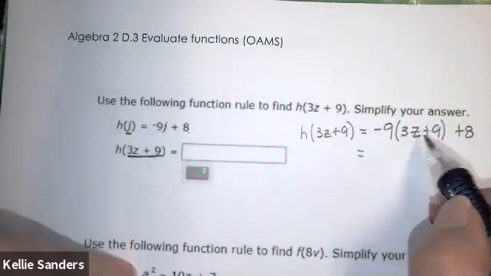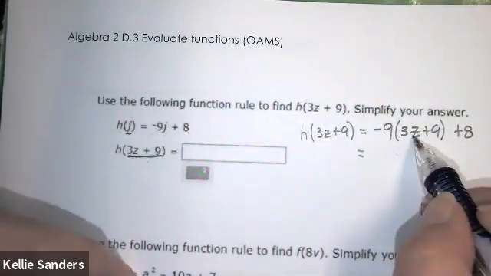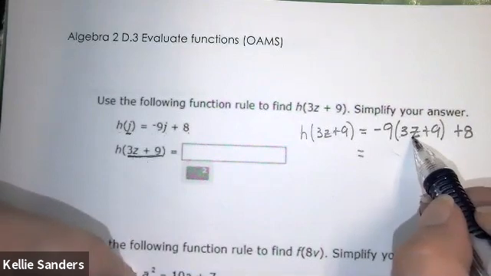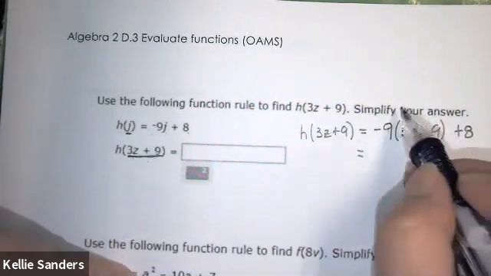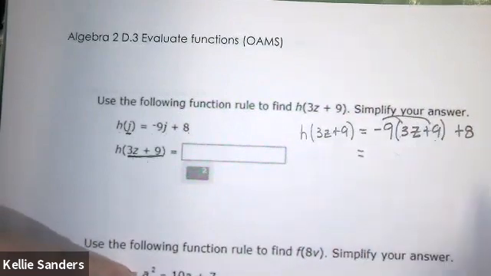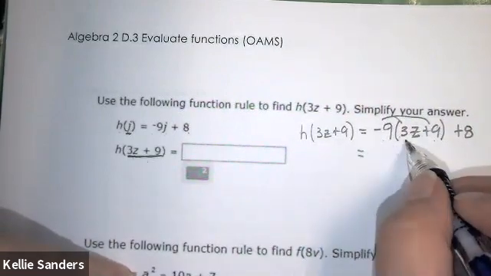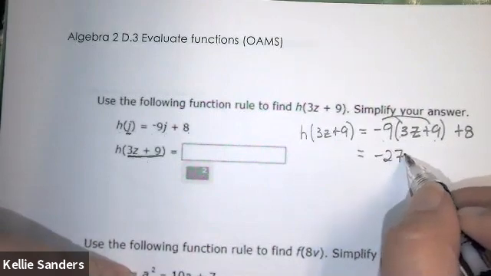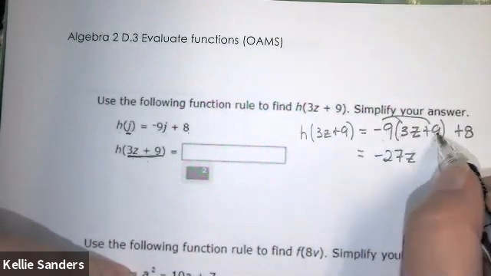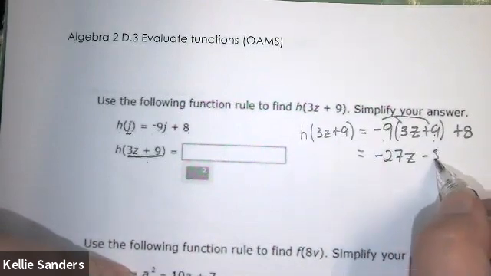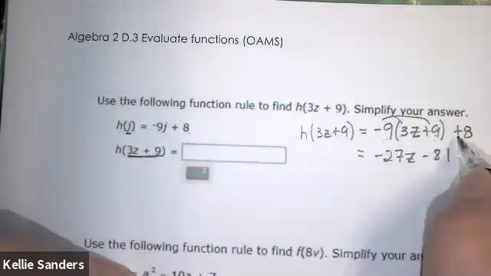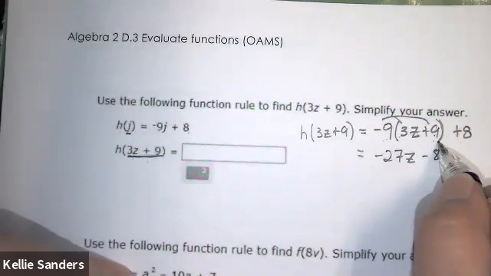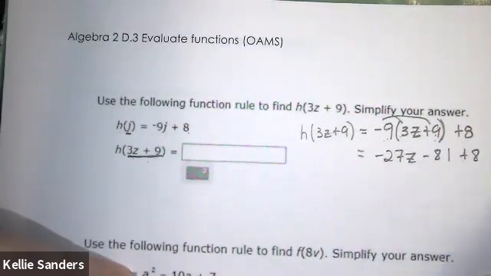You cannot put this 3 and this 9 together because they are not like terms. We are not adding them because they are not like terms. This has a z. This does not have a z. You cannot add them together. So we're going to distribute. Negative 9 times positive 3 is negative 27. Negative 9 times positive 9 is negative 81. We are not going to multiply negative 9 and 8 because the parentheses stopped. That's when you stop the multiplying. So we're going to bring the 8 down.